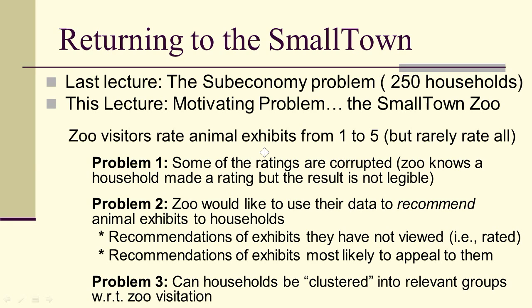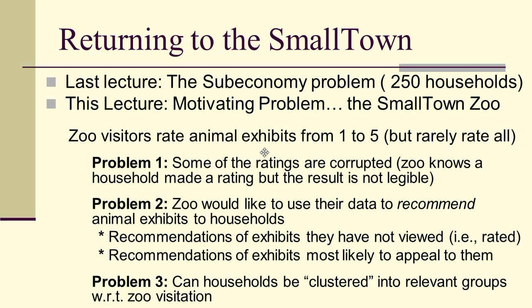In this lecture, our motivating problem is going to be the small town zoo. Zoo visitors rate animal exhibits from 1 to 5, but of course they don't rate all of them. Our first problem is that some of the ratings are corrupted. The zoo knows a household made a rating, but the result is not legible. The second one is that the zoo would like to use their data to recommend animal exhibits to households, and in particular recommend things they haven't seen, and hopefully use the data to predict things that most likely appeal.